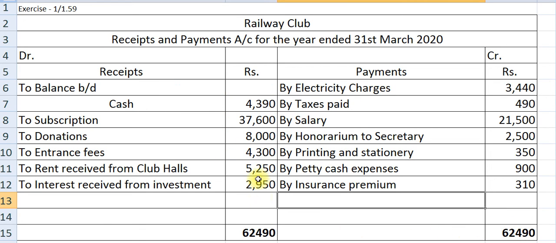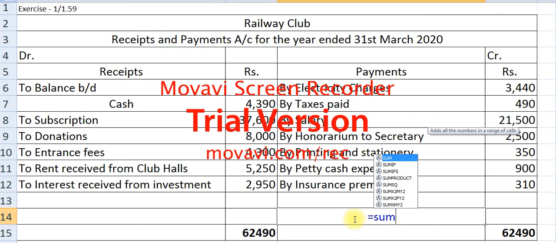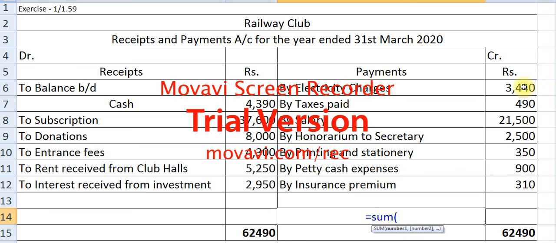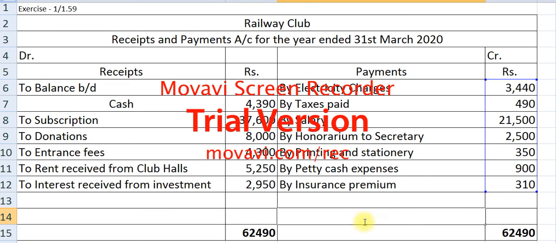So this is the highest total. Then definitely it will be the lowest total. For your convenience, I am totaling this payment amount. See here, only 29,490 is showing. So receipt side is high, payment side is less. So this is called balance carry down.